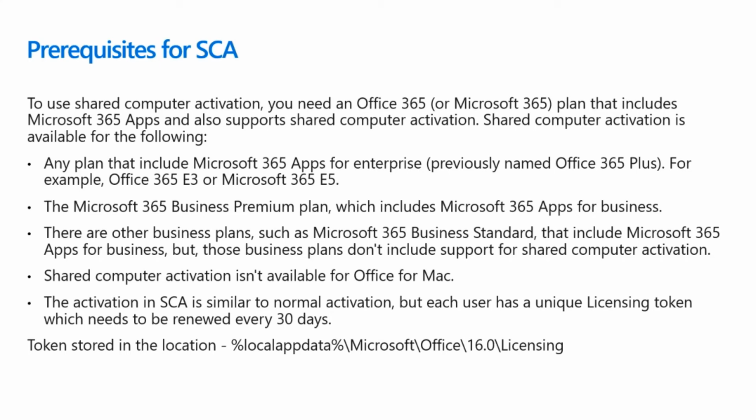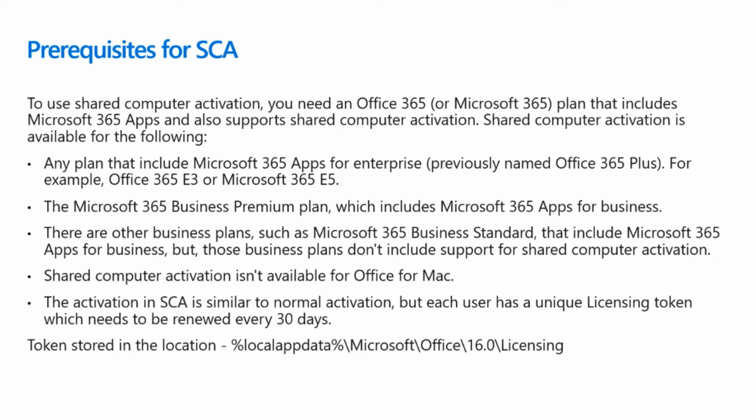Then the activation in SCA, like I said, it's similar to normal activation. But when I said that user A is logging into RDS1 in the morning hours of the day and then logs in the afternoon to another workspace, as in to another server, how is this happening seamlessly? It is because each of these users has a unique licensing token, which is stored in this specific location of local app data, the Microsoft Office licensing folder.